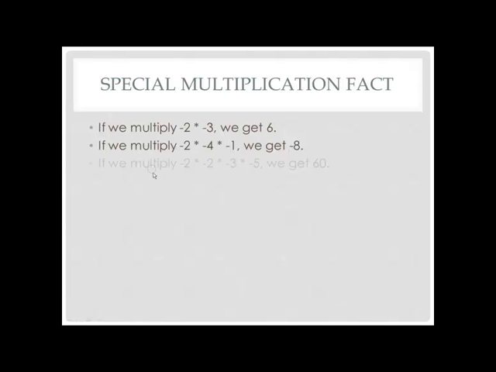Okay, special multiplication fact. Let's see if we can find a pattern with these problems here. If we multiply negative 2 times negative 3, we get positive 6. If we multiply negative 2 times negative 4 times negative 1, we get negative 8. Because if I multiply these two, that will make positive 8. And then positive 8 times negative 1 will give me a negative 8. Okay, if we multiply negative 2 times negative 2 times negative 3 times negative 5, using the rules that we've learned, we get a positive 60.